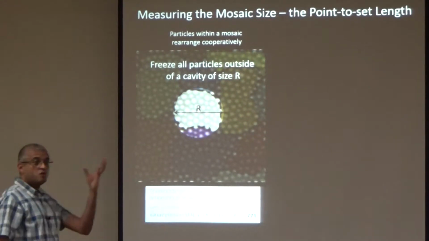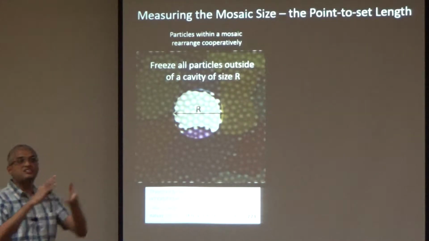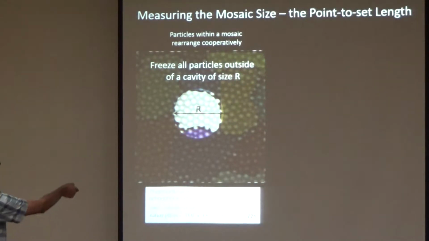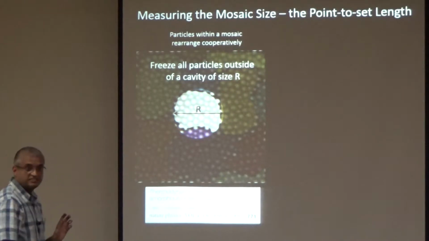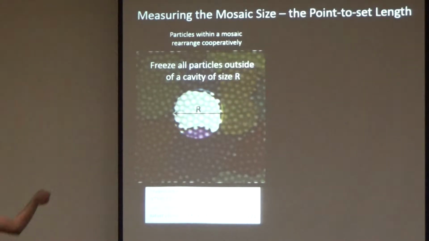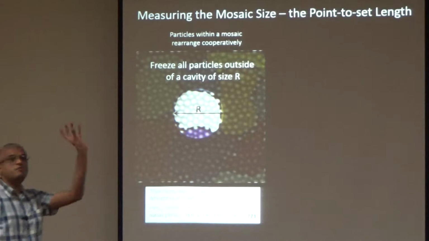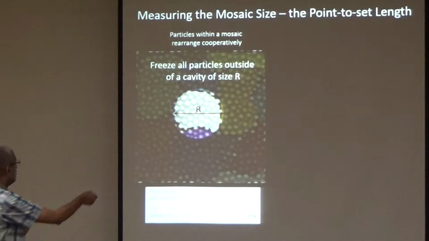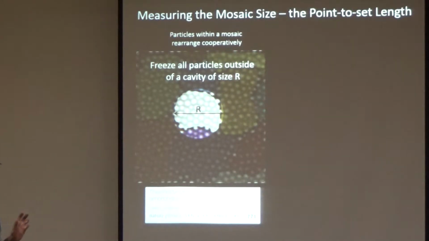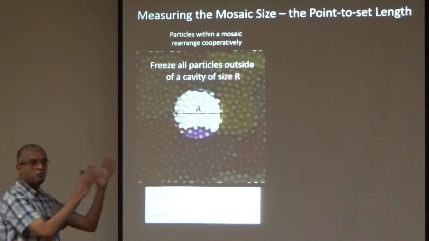Now, a mosaic is an object that reorganizes cooperatively. So if I pinned everybody at the boundary, there is no way the mosaic can reconfigure. So if my radius of the cavity is much smaller than the mosaic size, and I look at the dynamics of the particle at the center, I am never going to be able to reconfigure. If my cavity is very large, then I can have multiple mosaics inside the cavity, which means that I should be able to reconfigure. So essentially the idea is to do this for each temperature, for each degree.